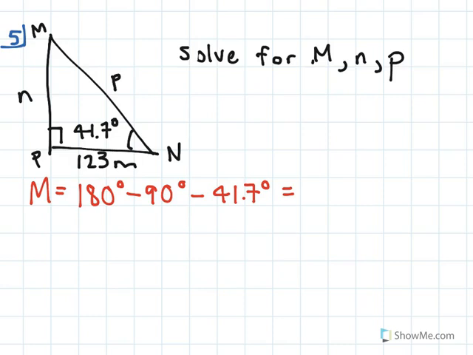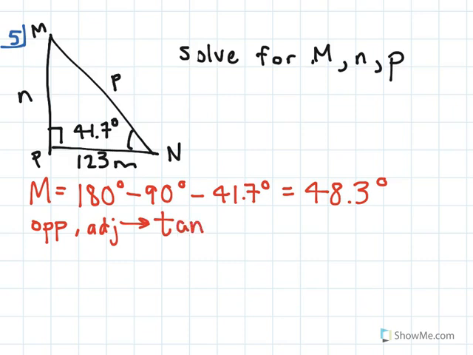So when you put this in your calculator, you end up with 48.3 degrees as angle M. So we're going to need to use trig functions to solve for sides N and P. Side N involves the opposite side, and we also know the adjacent side. So the best trig function for us to use would be tangent.